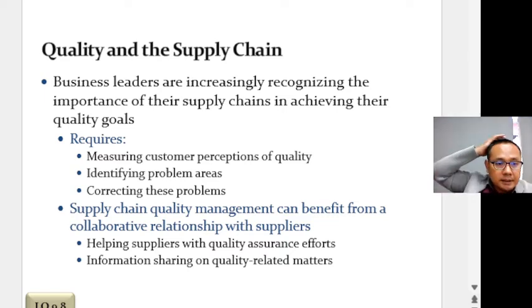So business leaders are increasingly recognizing the importance of their supply chain in achieving their quality goals. So achievement requires measuring customers' perception of quality, identifying problem areas, and correcting those problems. So when dealing with supplier quality in the global supply chain, companies are finding a wide range in the degree of sophistication concerning quality assurance.